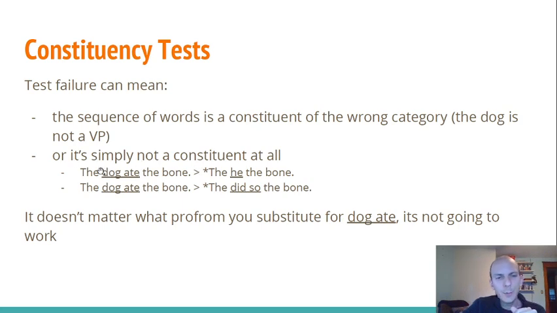That dog ate just simply isn't a constituent. Just isn't. There's no real test. There's nothing you can substitute for dog ate that's going to work. Right? I mean, you could substitute like cat ate, but then note that you're really just substituting dog for cat and testing dog. Right? When you substitute things, you want to be sure that the thing you substitute in is itself a constituent. That's why we like to use single words, if we can. Sweet.